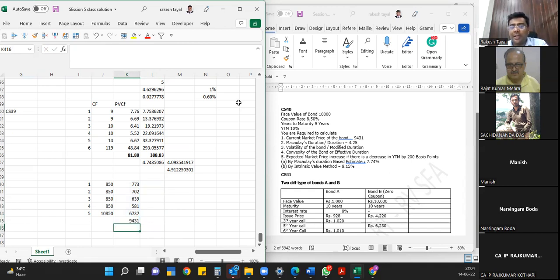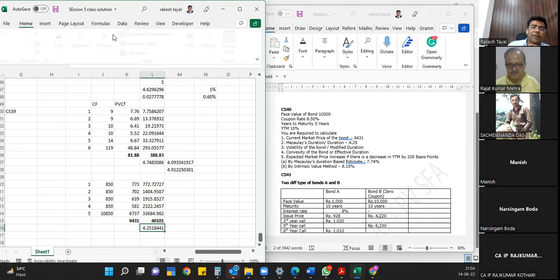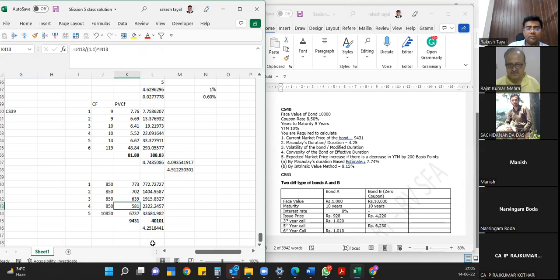$9431 is the current market price of the bond. First answer. Duration, multiply by period. Sum of it is 4.25, present value 4.25. Volatility of the bond is 3.86. Convexity of the bond.